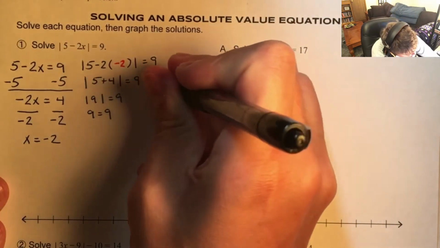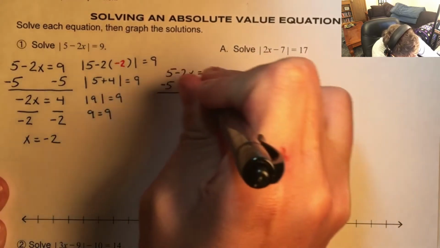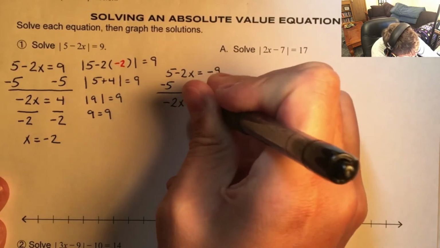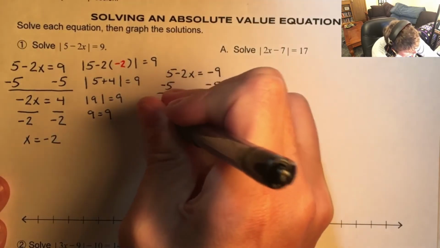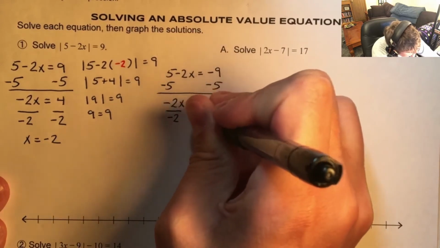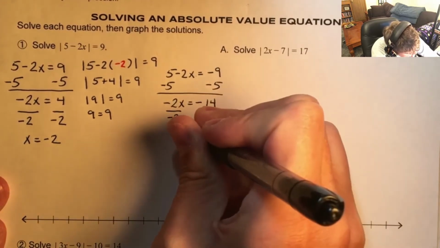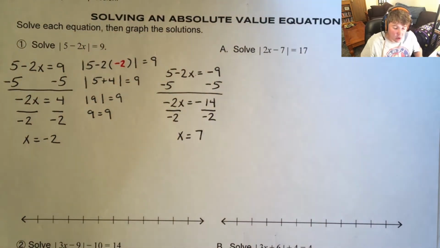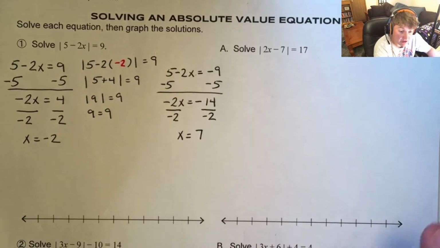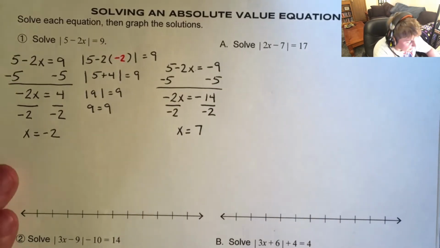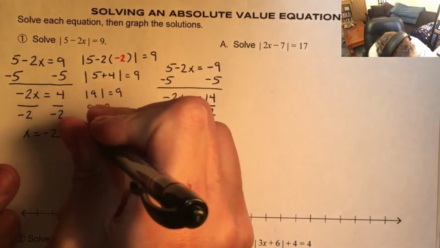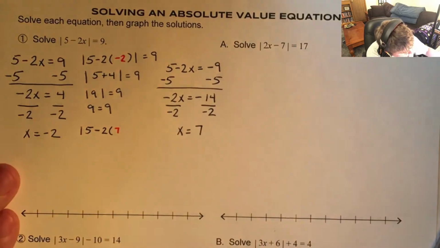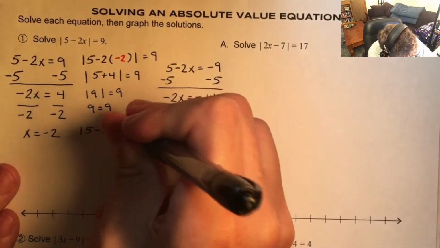So I subtract 5 again, and I get negative 2x is equal to negative 14, and then divide by negative 2. So x is equal to positive 7. So we might as well go ahead and check our work. I'm just going to do it right below here because I'm running tight on space. Let's go ahead and make sure that that works. So we're going to say the absolute value of 5 minus 2 times 7 is equal to 9.